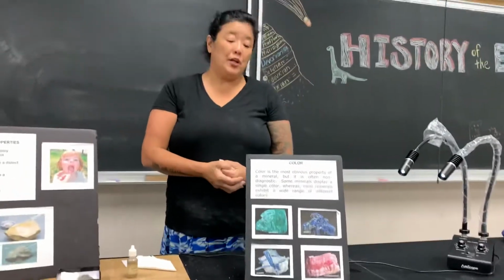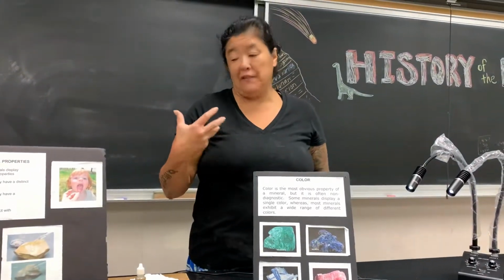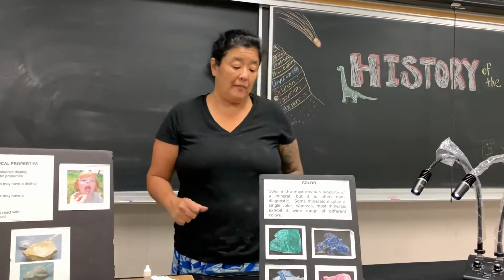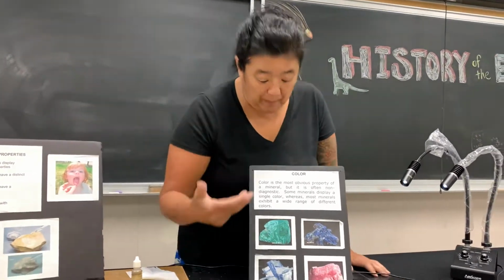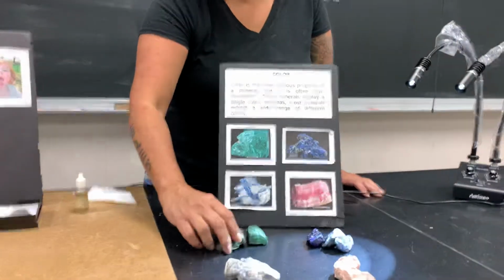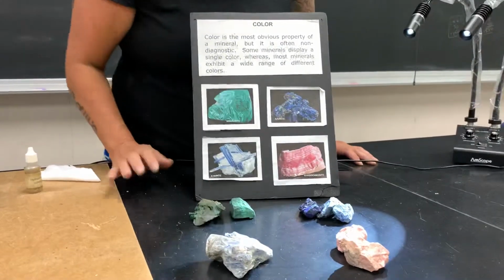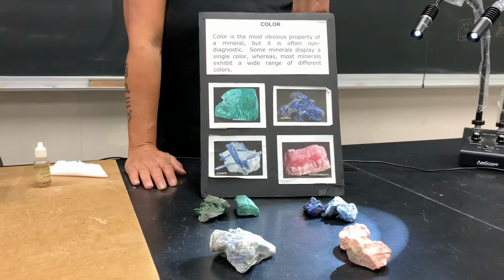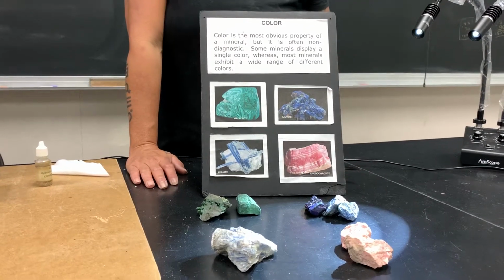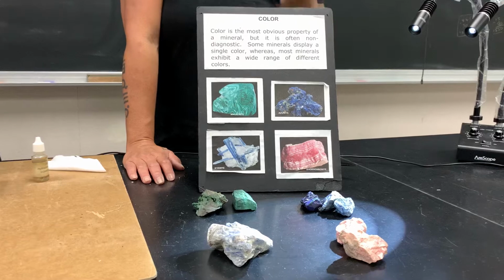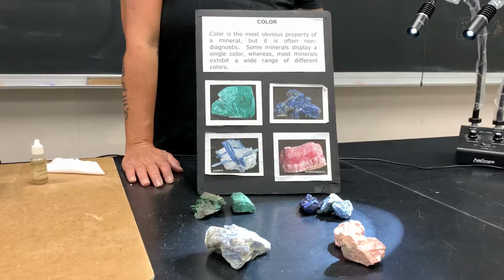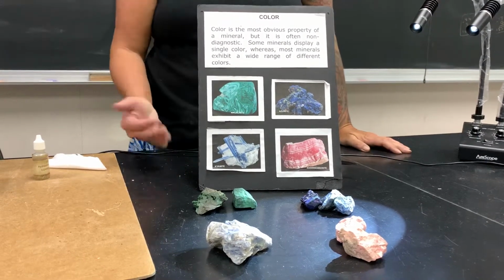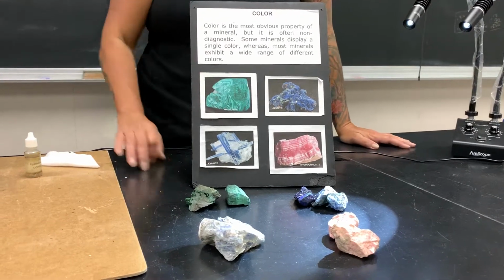So in this video, we're going to show you a multitude of different physical properties, all rolled into one. I'm going to start with color. You would think that this would be a really easy diagnostic way of identifying a mineral. But the problem with color is that it's not reliable unless you have a mineral that comes every single time in one color and one color only. If you think of quartz, it's a good example.